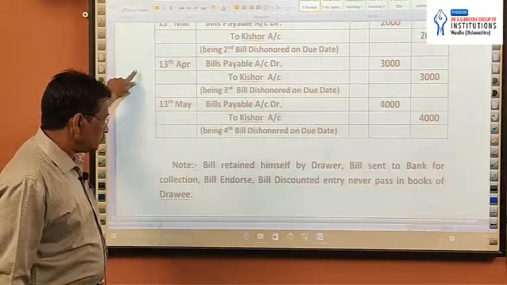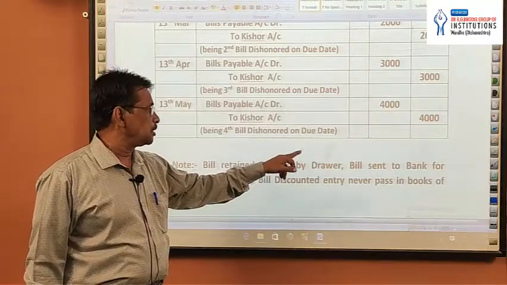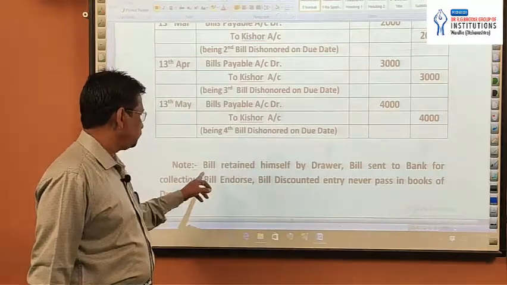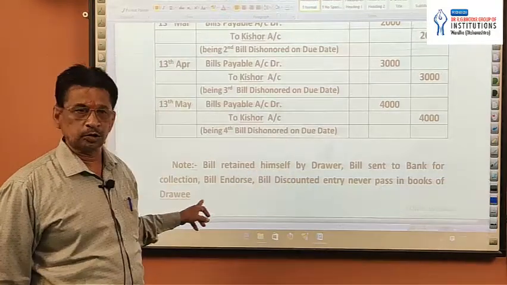So again, the rule: whether the bill is retained by the drawer himself, sent to bank for collection, endorsed, or discounted, the entry is never passed in the books of Ravi.